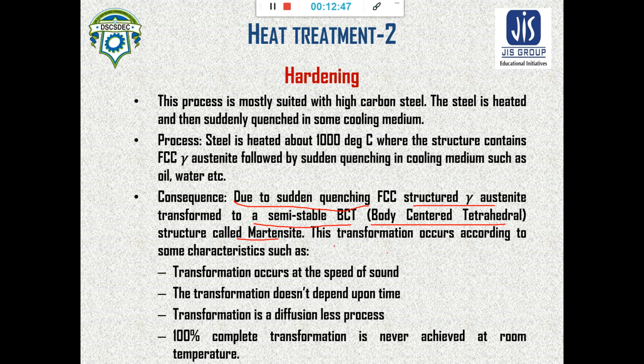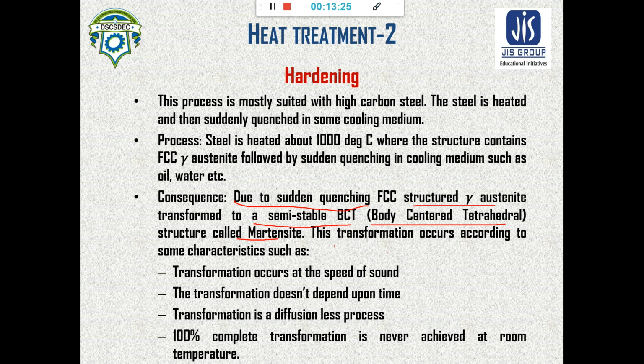So this transformation, austenite to martensite transformation, occurs by following some characteristics. And what are those characteristics? First, this transformation occurs at the speed of sound. Second, the transformation does not depend upon time. Third, the transformation is a diffusion-less process, which means that with time more material will not transform. This won't be the case here, and 100% complete transformation cannot be achieved at room temperature.